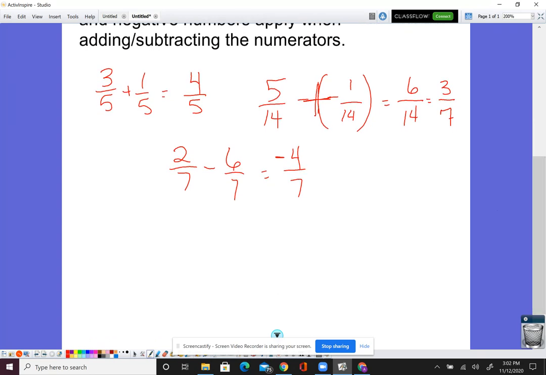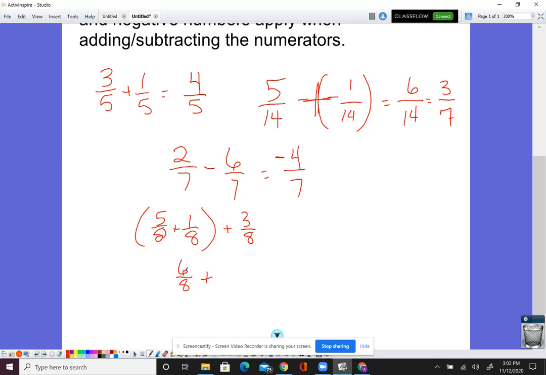And then there's one more. This one has parentheses in it, so they will want you to simplify down the parentheses first. So I'm going to add those together. 5/8 plus 1/8. It's going to give me 6/8.